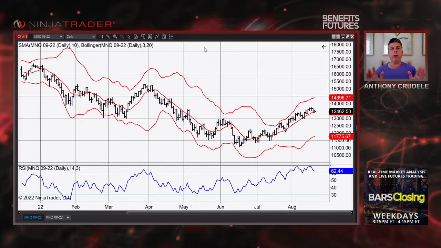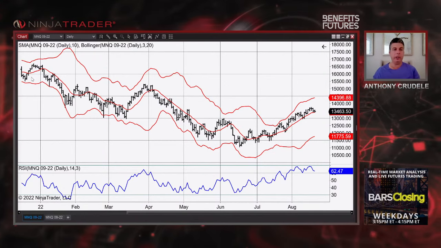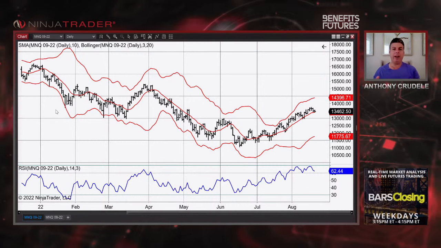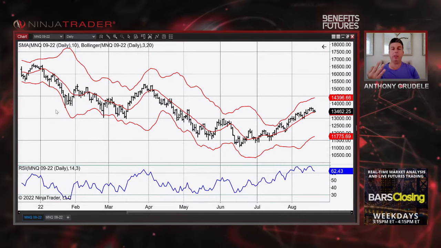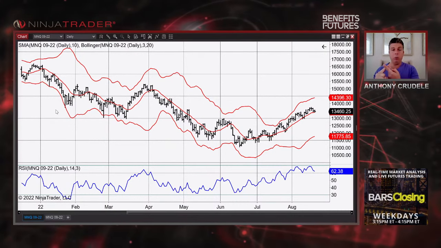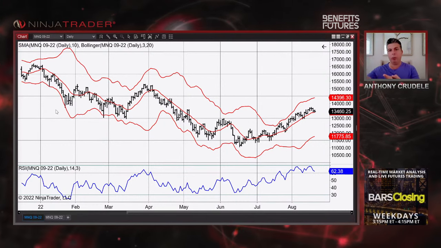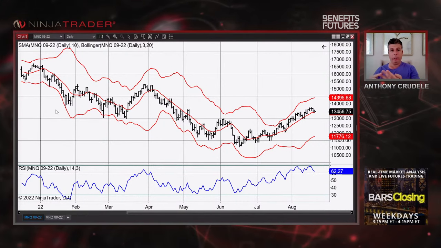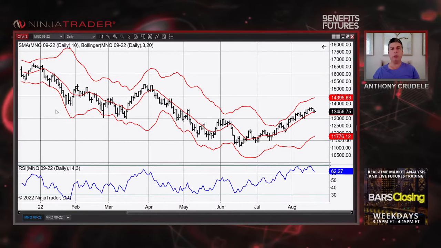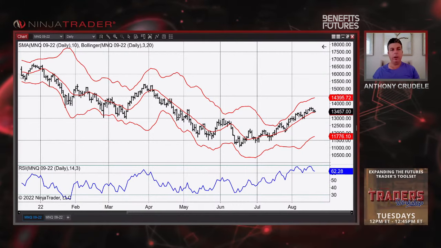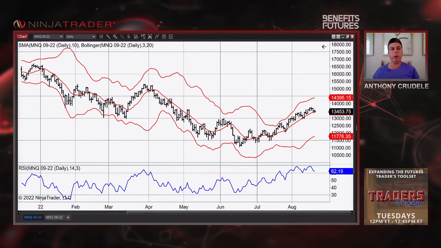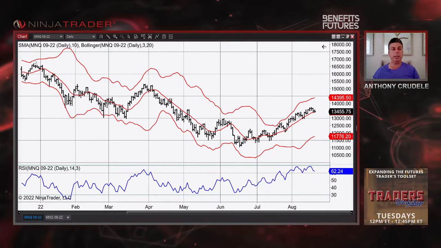And the one thing that I look for when you go back to the beginning of this year is, so let's identify environment. There's three types of environments, right? There's bull market, bull trend, bear, or sideways. How do I use a Bollinger Band to identify that? Well, what I look for, look at the beginning of 2022. The Bollinger Bands were really sideways here.